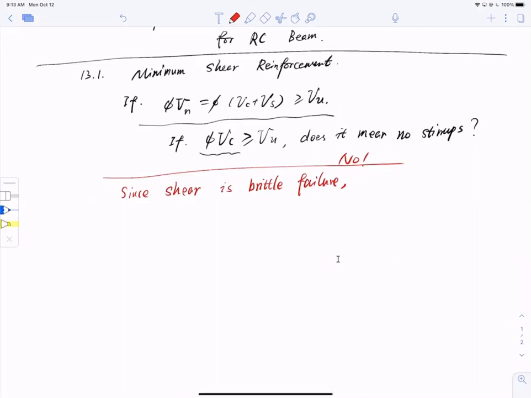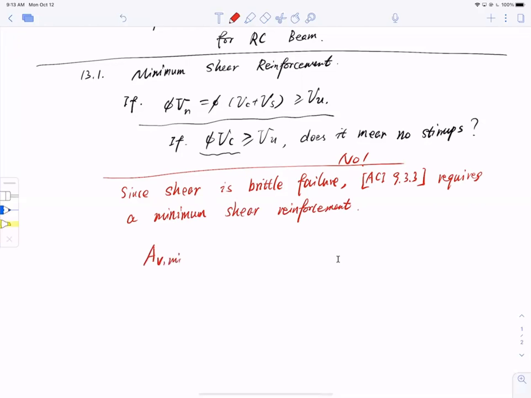Now ACI, let me write down the section here, 9.3.3, dictates that it requires a minimum shear reinforcement. That means even if your concrete section is big enough to take care of the shear, you still need some stirrups. And this stirrup is called Av min.